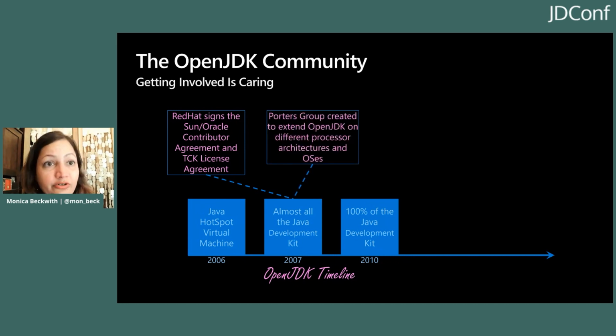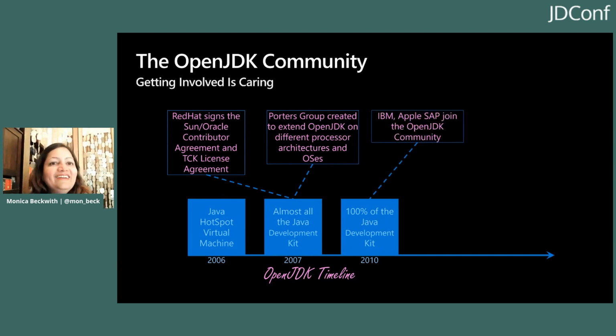Then the Porters Group was created, and the Porters Group is really important because OpenJDK was tied to x86-64, which was a newer platform back then, and certain implementations. So the Porters Group extended OpenJDK to different architectures and different operating systems. That was a pretty big milestone event. If anybody remembers Apple JDK, by 2010, Apple also joined the OpenJDK community. We also had IBM and SAP by then contributing to OpenJDK.